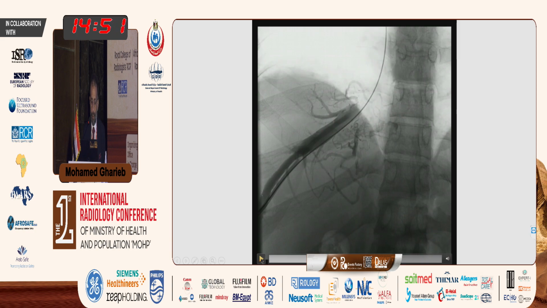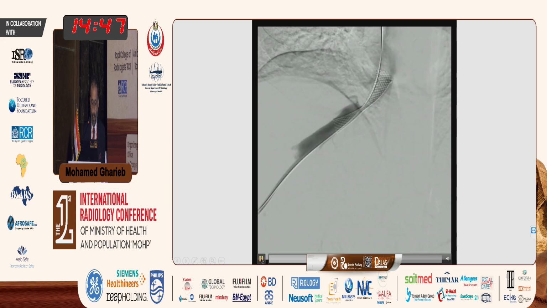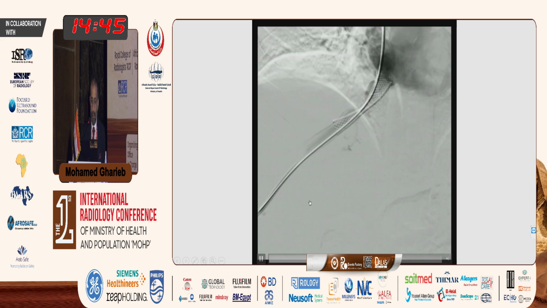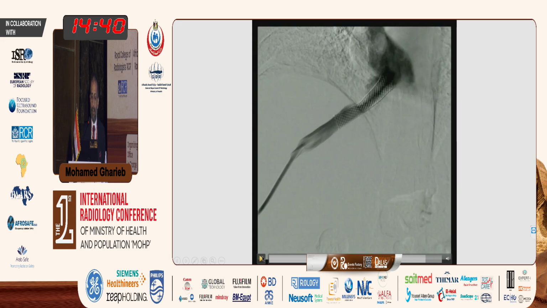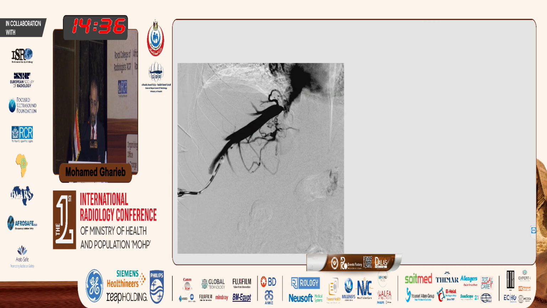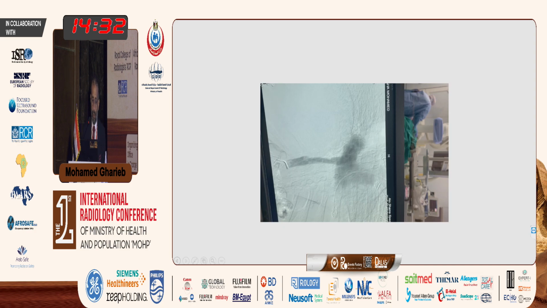We can see multiple collaterals. Then we put a stent first, and we can see slight disappearance of the collaterals. Finally, after balloon dilatation of the stent, we can see disappearance of the collaterals and a drop of the pressure gradient across the stenosis. This is the before and after stenting.